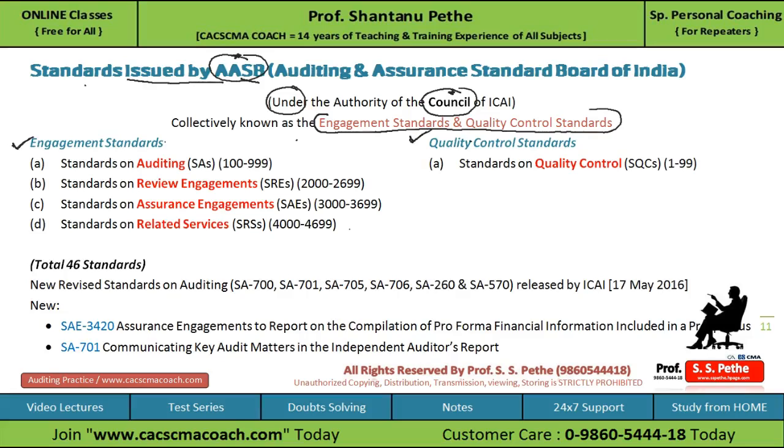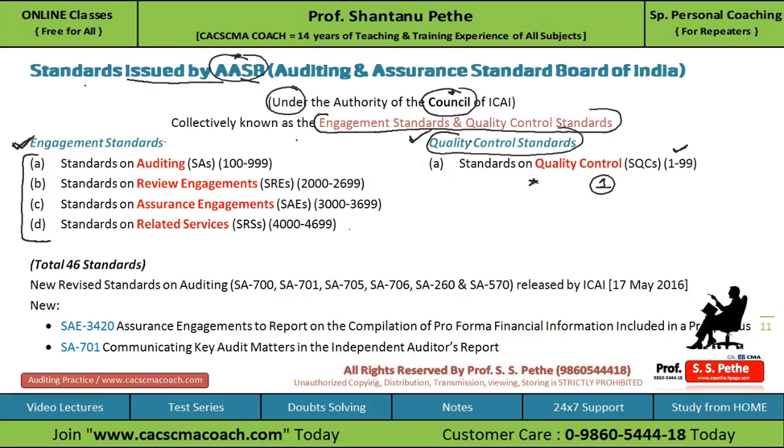Now first look at the quality control standards. For quality control standards, there is only one standard, and the numbers reserved for standards on quality control are from 1 to 99. We will talk about this later. Now let's move to the engagement standards. Engagement standards are divided into 4 parts.